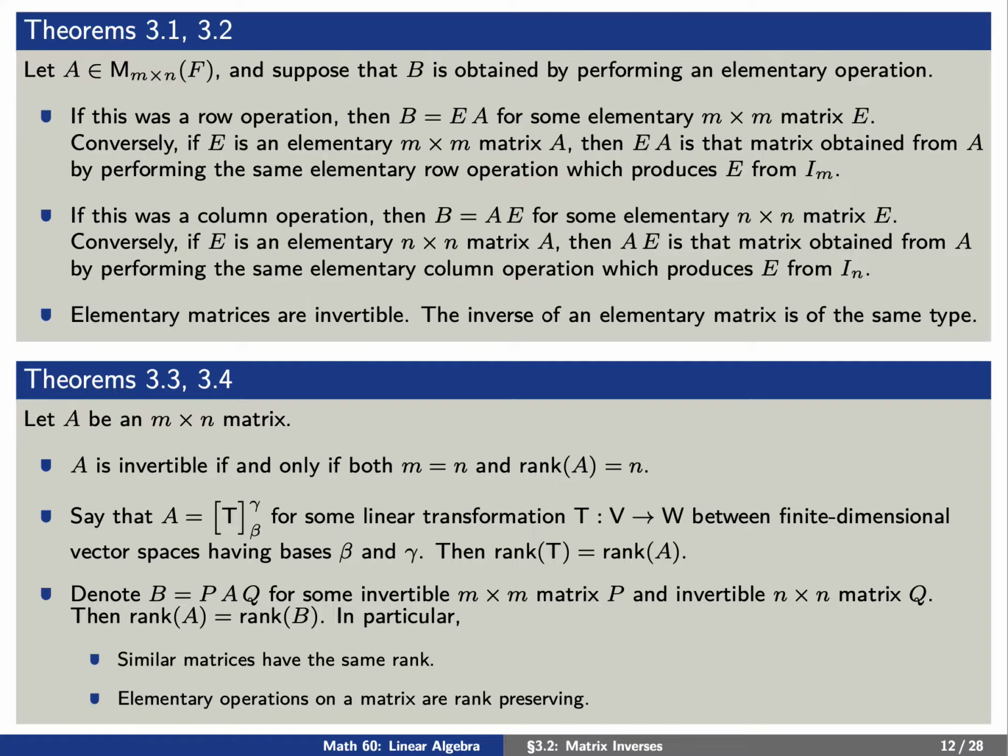Finally, let's say that B is P times A times Q for some invertible m by m matrix P and some invertible n by n matrix Q. Then the rank of A equals the rank of B. In particular, similar matrices have the same rank. Two matrices A and B are similar if we can write our P as the inverse of Q. Next, elementary matrices on a matrix are rank preserving. Here remember that we're simply multiplying either on the left or on the right by some elementary matrix E.